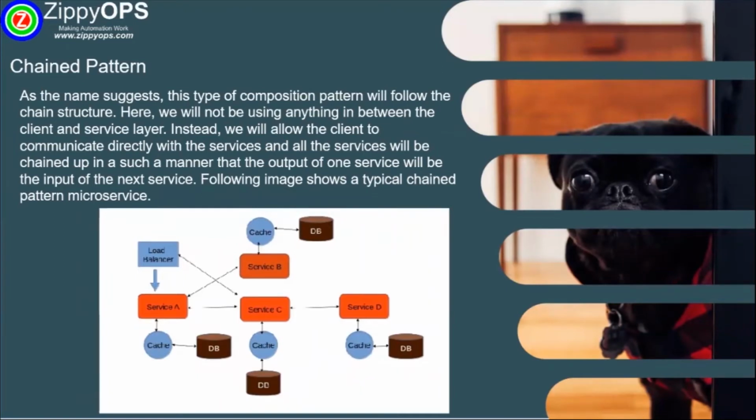This is another pattern. The next pattern is called the chained pattern. So it can be something like, from the load balancer, the request can come to service A, and service A can call service B. Service B gets some information, validates that, and then passes the request to service C, and service C can do additional processing and then pass it on to service D. So this is called the chained pattern.